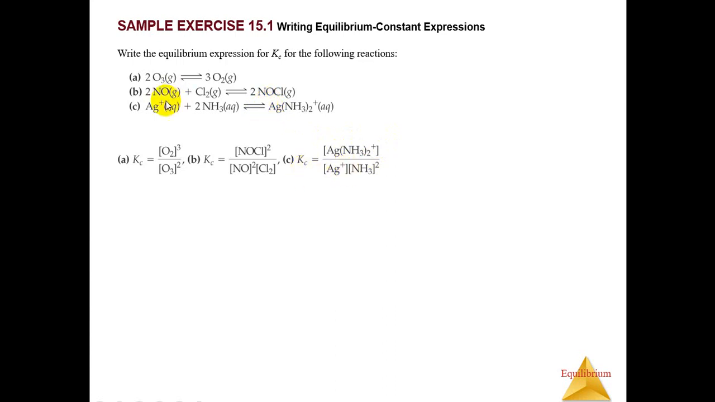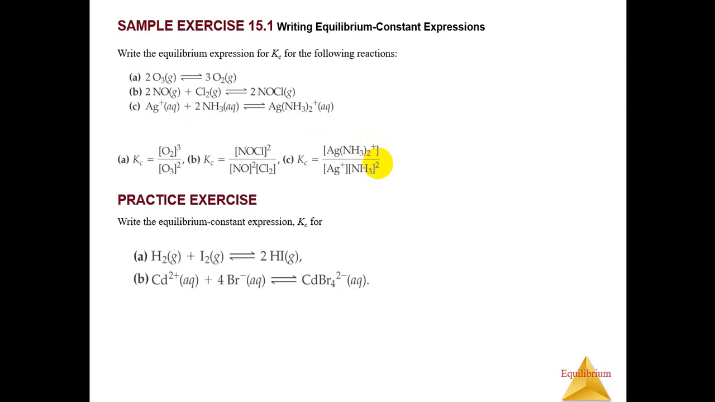Then you multiply the reactants, so silver and ammonia. You can see that the silver has only 1 in front, so it is raised to the power 1 and is the same silver. Anything raised to the power 1 is the same thing. Then we have 2 in front of ammonia, so NH3 is raised to the power 2. Let's carry on. So go and practice this.